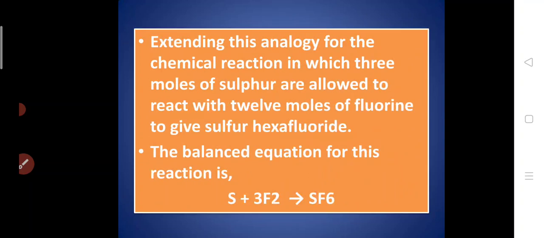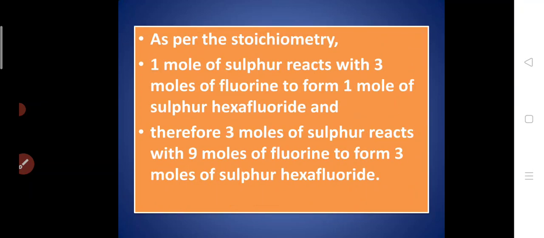Okay, extending the same analogy to the chemical reaction in which 3 moles of sulfur are allowed to react with 12 moles of fluorine to give sulfur hexafluoride. The balanced equation is, yes, sulfur plus fluorine will give sulfur hexafluoride. As per stoichiometry, 1 mole of sulfur reacts with 3 moles of fluorine to form 1 mole of sulfur hexafluoride, and therefore 3 moles of sulfur react with 9 moles of fluorine to form 3 moles of sulfur hexafluoride.